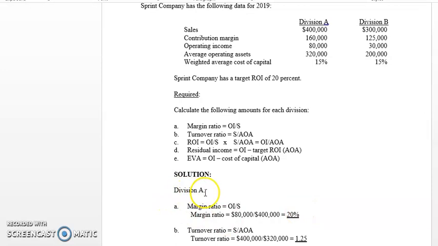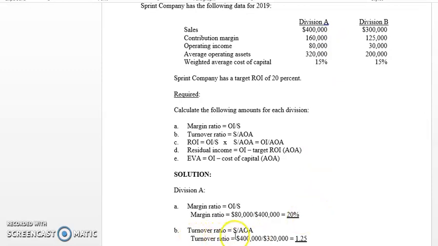For Division A, calculate the margin ratio. Margin ratio is operating income over sales. So the operating income is 80k, over 400k sales. So we got 20%.